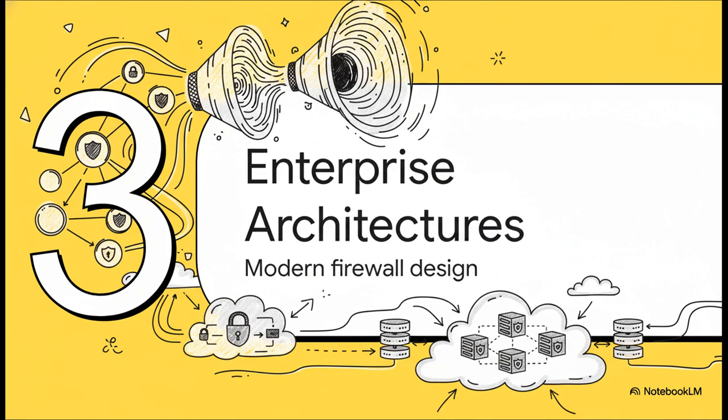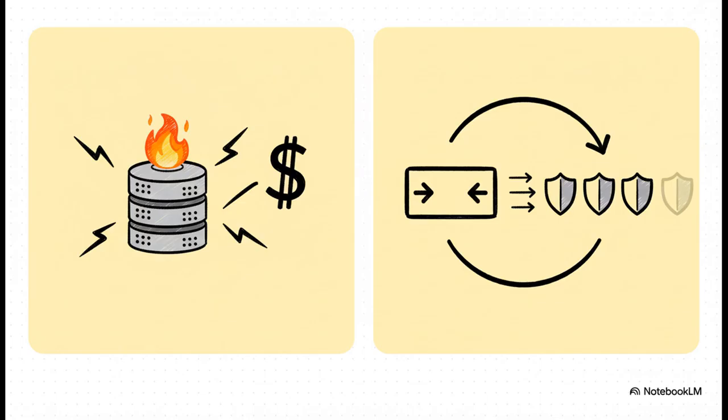Let's take a look. The old way of doing this was called a transit VPC. You'd basically spin up some EC2 instances and run firewall software on them. And it worked, but it was often expensive, and it really didn't scale very well.